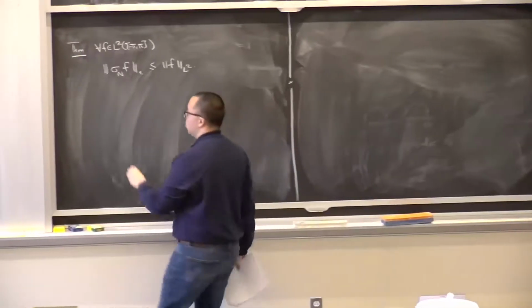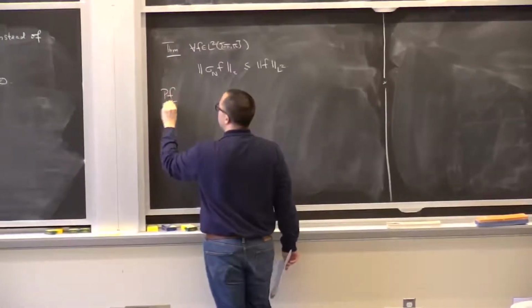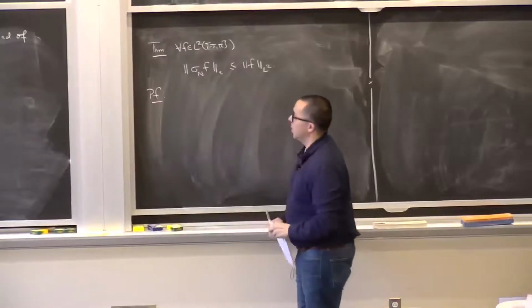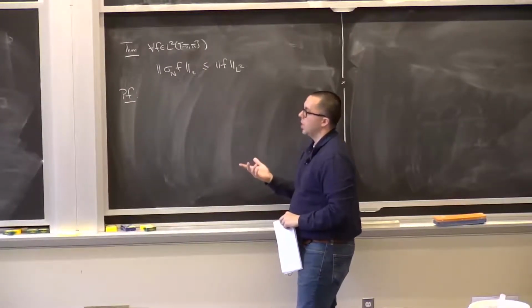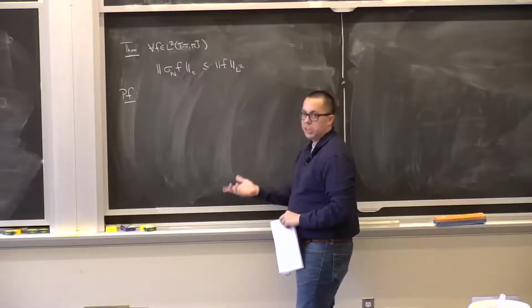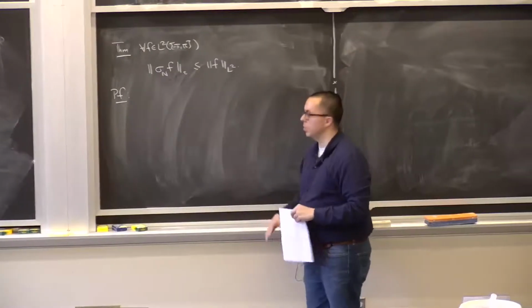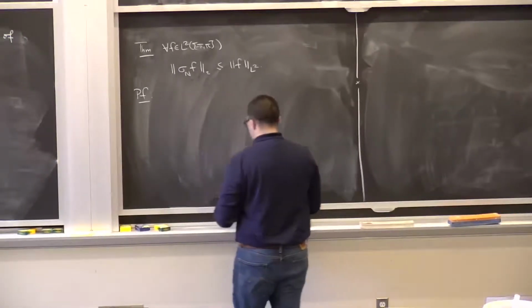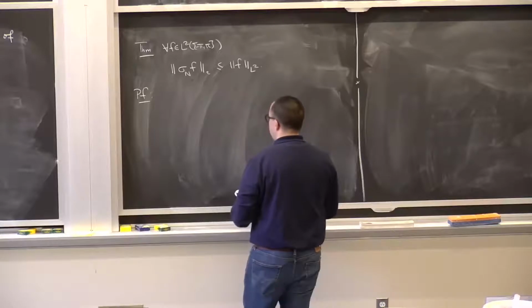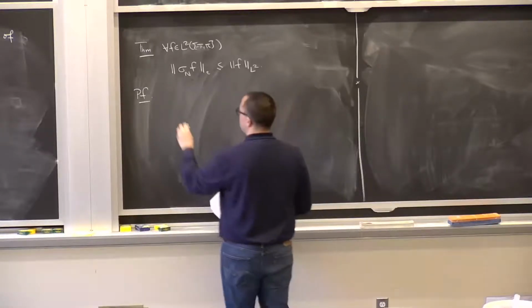Okay? So how we'll prove this is we'll first, and this bound is what allows us to go from the 2 pi periodic continuous functions to general L2 functions by a density argument. Okay? So first we'll do this for 2 pi periodic continuous functions, and then by density conclude it for L2 functions.